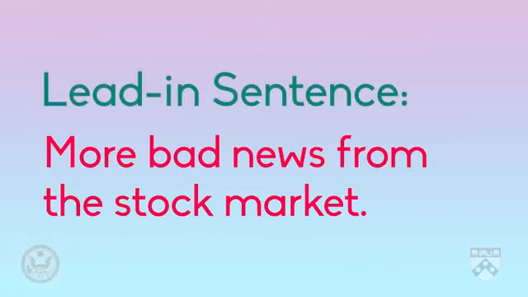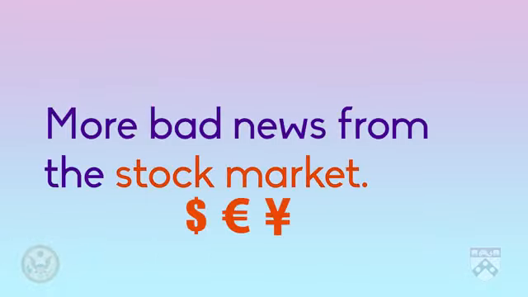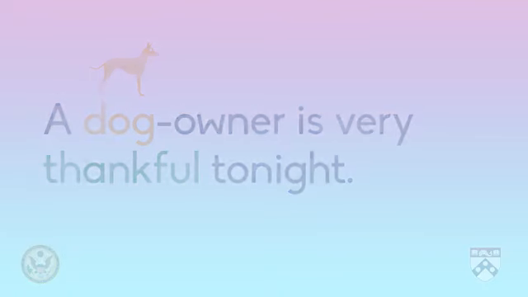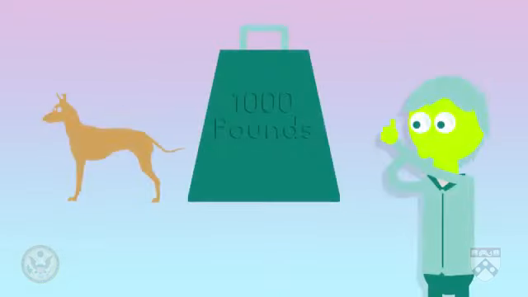For example, if a broadcaster begins by saying, "More bad news from the stock market," the viewer knows that the subject is financial, stock market, and the feeling is negative, bad news. On the other hand, if the broadcaster begins by saying, "A dog owner is very thankful tonight," the viewer knows that the subject is something that happened to a dog, and the feeling is positive, because people are thankful when something good happens.